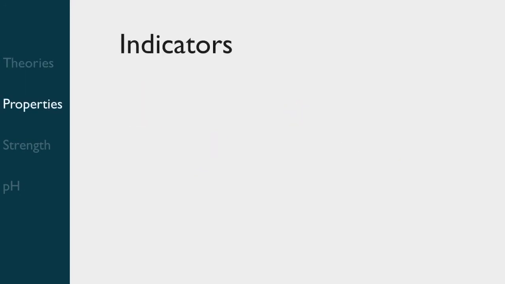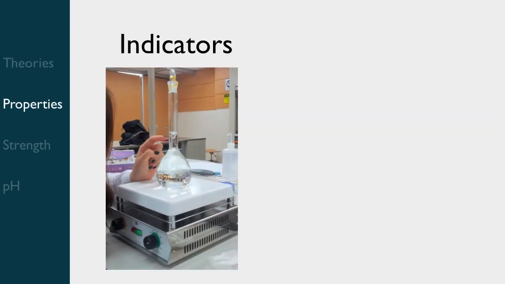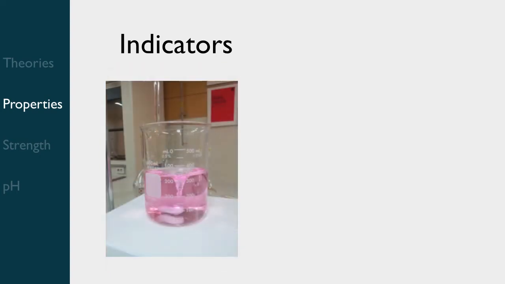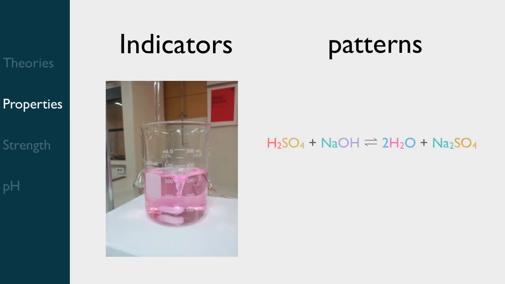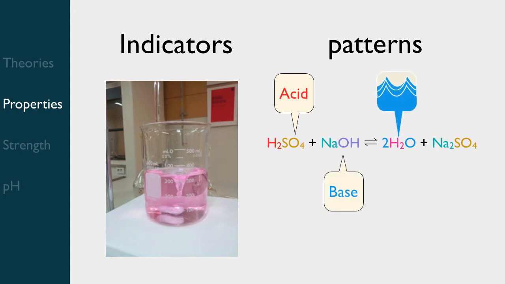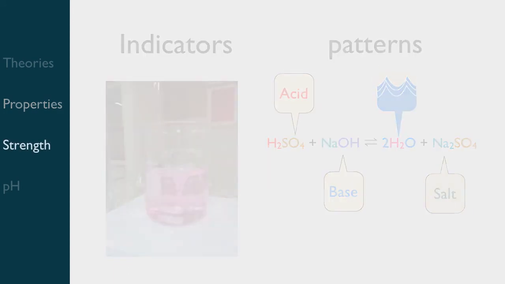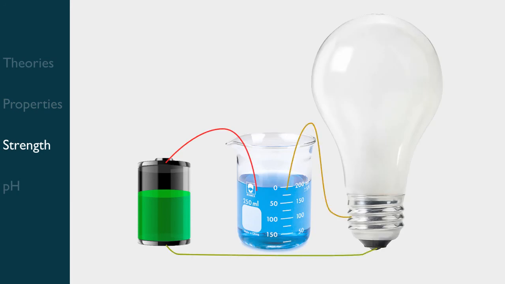In this subtopic, we'll learn about indicators, which are handy chemicals that change their color depending on whether they are in an acidic or basic environment. We'll also learn some simple patterns of acid-base reactions, such as acid plus base makes water and salt. We'll learn some ways to measure the strength of acids and bases. For example, strong acids, such as nitric acid pictured here, will conduct electricity better than a weak acid or base.